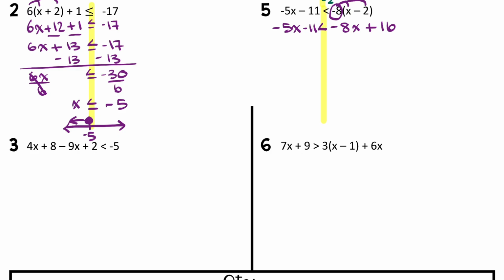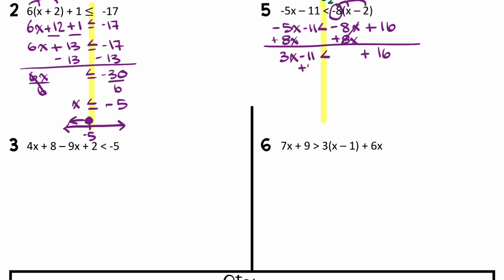Now, when I look at this, positive numbers are easy to deal with, so I'm going to add 8x to both sides of that yellow line. Negative 5x plus 8x is 3x. I still have my minus 11. My 8x's cancel each other out, and I have equals 16.